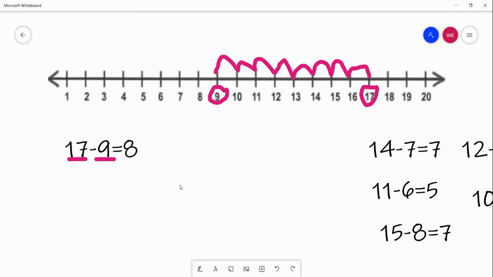So either way, like I said before, if you think that counting on is easier for you, do that. If you think counting backwards is easier for you, do that. It is just another strategy to help you with subtracting.